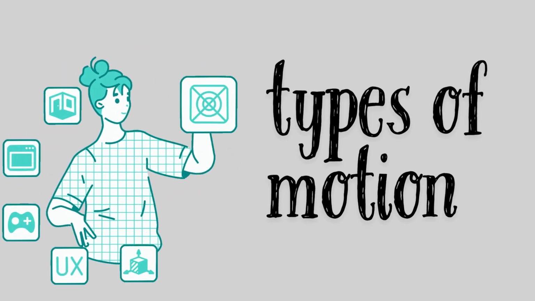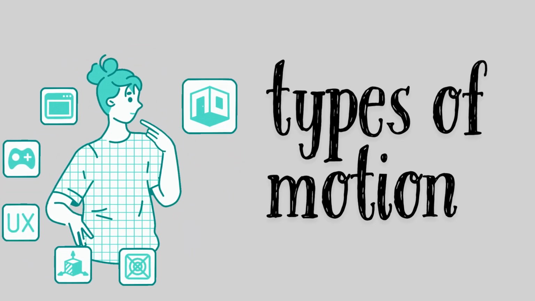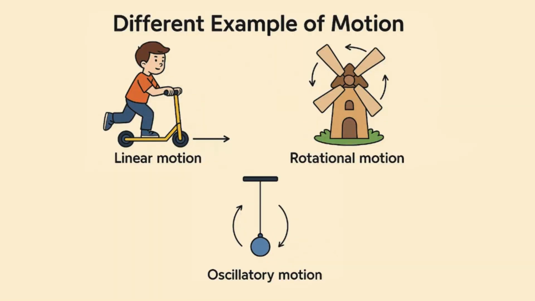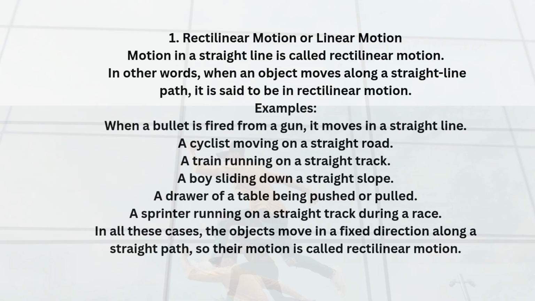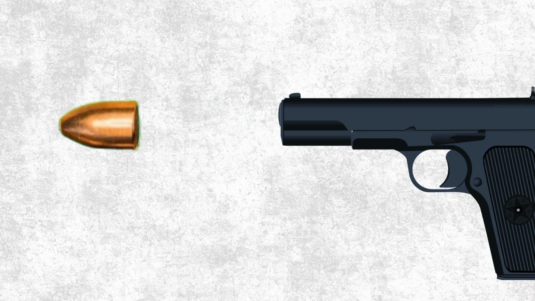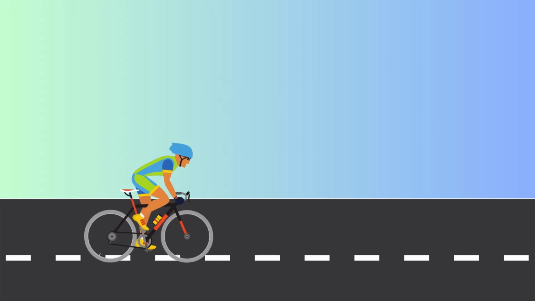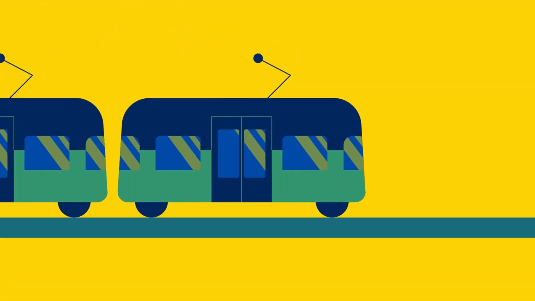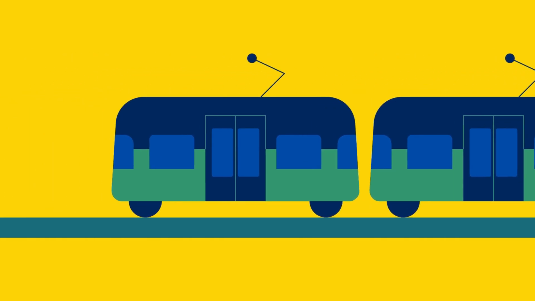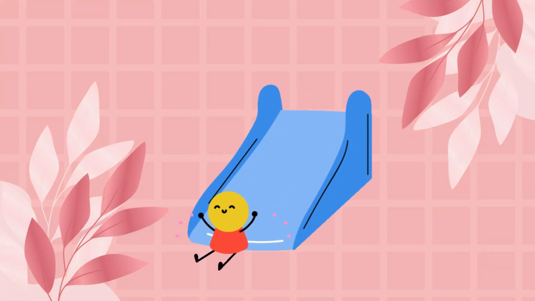Now, types of motion. The first is rectilinear or linear motion. Motion in a straight line is called rectilinear or linear motion. In other words, when an object moves along a straight path, that is called linear motion. Examples are a bullet fired from a gun, a cyclist moving on a straight road, a train running on a straight track, or a boy sliding down a straight slope.